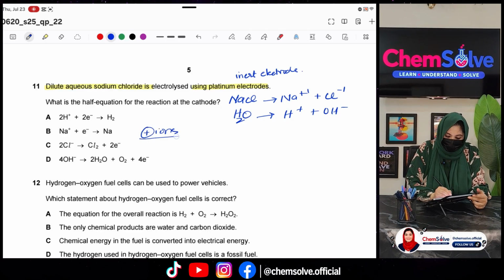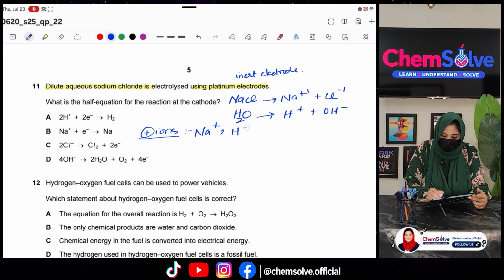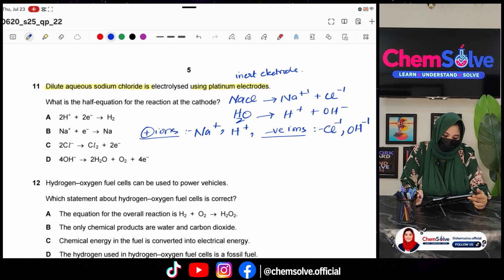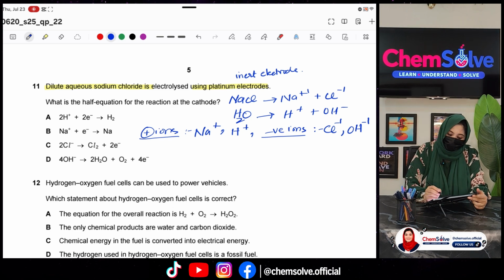Positive ions. What positive ions do we have? We have Na+ and H+. And we have negative ions. The negative ions are Cl- and OH-. Okay, so we have to write down the equation for the cathode only.